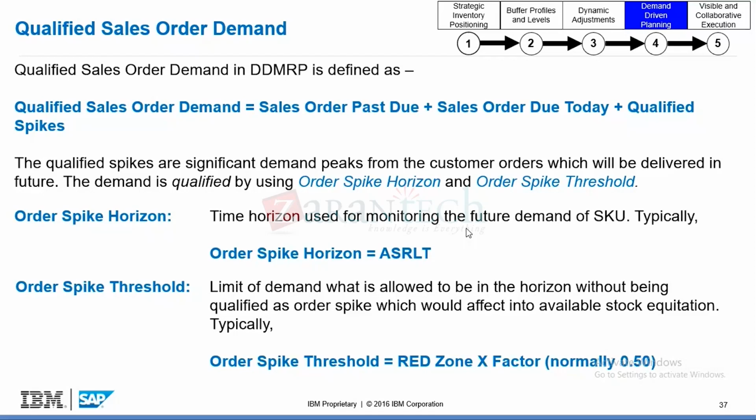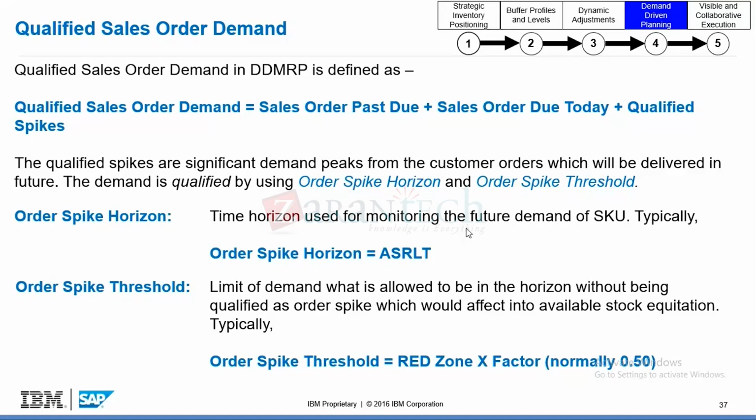And what is a qualified demand? A qualified sales order demand is the past due sales order, today's due sales order plus spike. Now, what are qualified spikes? So qualified spikes are demand peaks from customer orders which will be delivered in future. So we have spike horizons and order spike threshold which have to be defined.